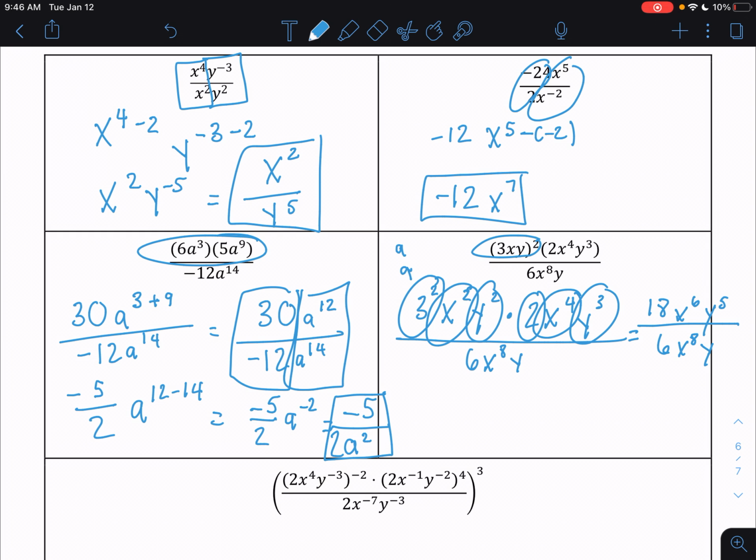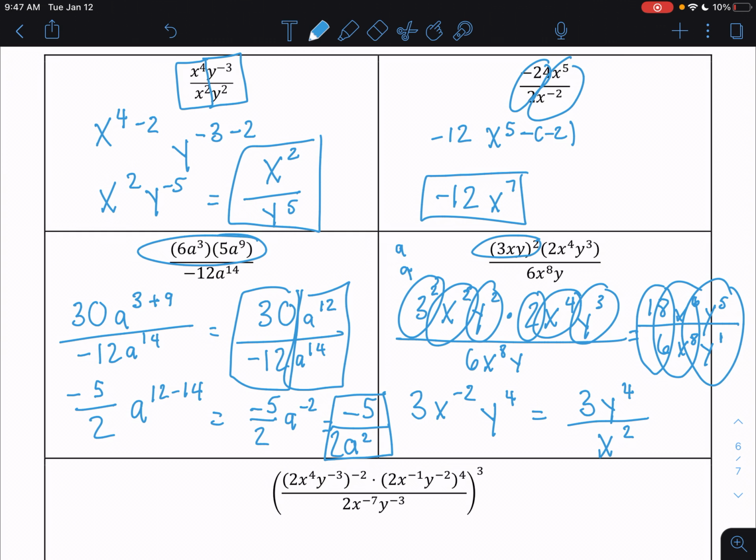All right, now we're going to divide our normal numbers here, 18 divided by 6, which is 3. And then let's look at our x's. X to the 6 minus 8. What's 6 minus 8? Negative 2. And then y's. 5, remember there's an invisible 1 there, so 5 minus 1, which is 4. And since we can't have negative numbers, we're just going to move that x squared to the bottom. And that's our final answer.